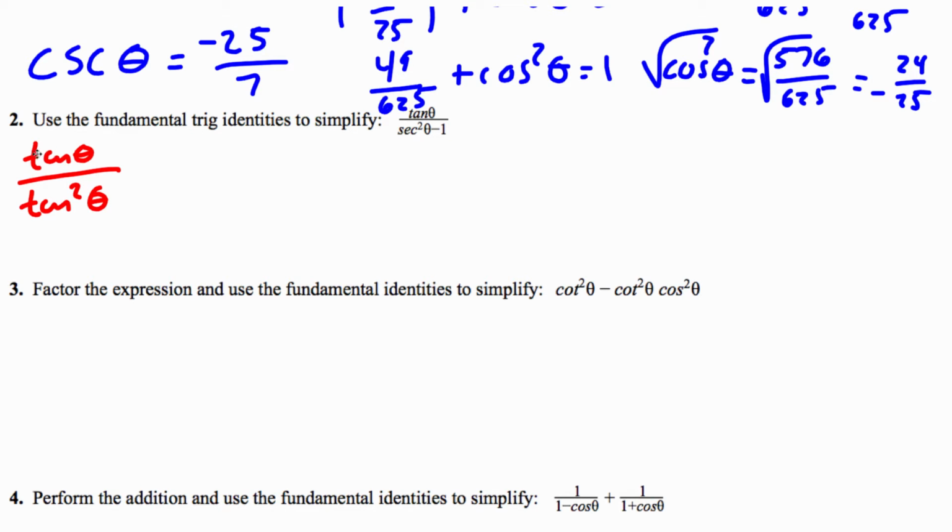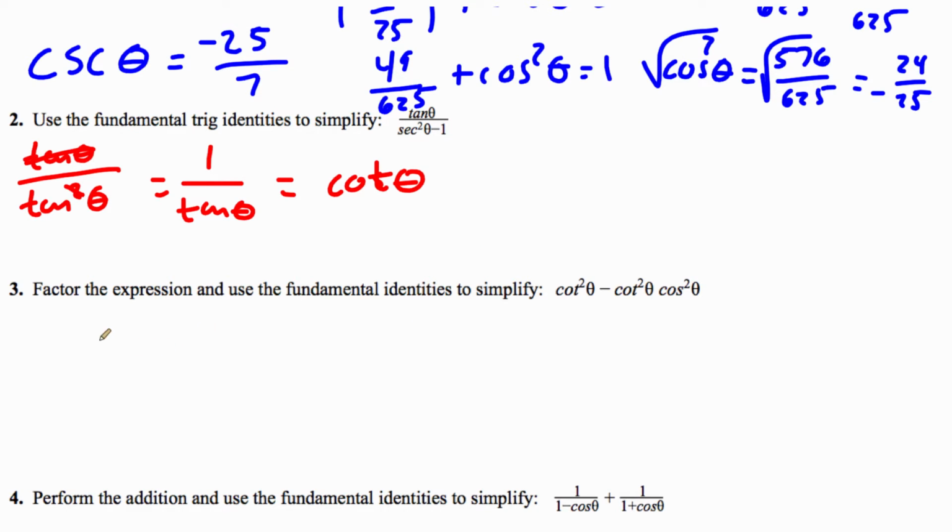Then we can do a little canceling. This tangent on top will cancel out one of those tangents on bottom. So we get 1 over the tangent of theta. But we're not quite done yet because we don't want to leave our answers as fractions if we can avoid it. So 1 over the tangent is the same thing as the cotangent of theta.